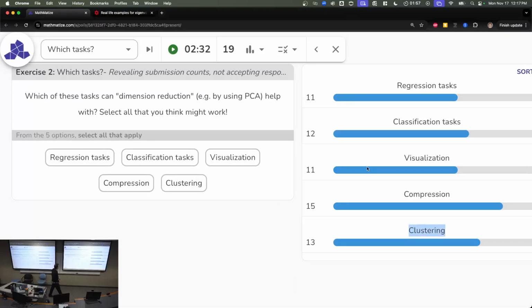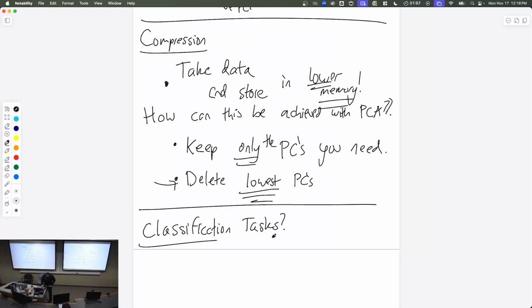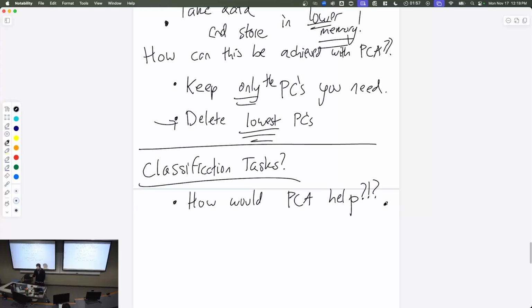All right, so 15, 13, the next one. 12, classification tasks. So how would we use PCA for a classification task? Let's think. Classification tasks. How would PCA help? I think this is a great thing to think about and relates to a lot of themes we've talked about in the course already. So first of all, in what way would we use PCA, and in what way would it help? Anyone want to think for a minute on either of these?